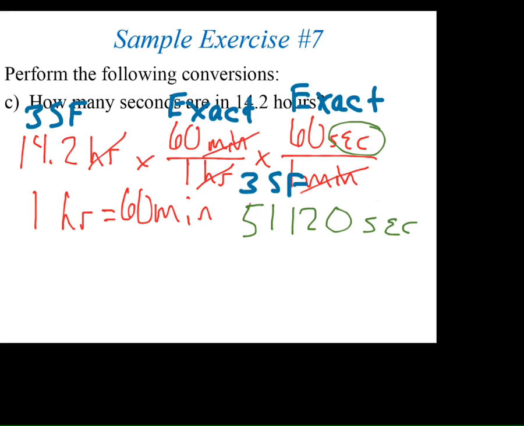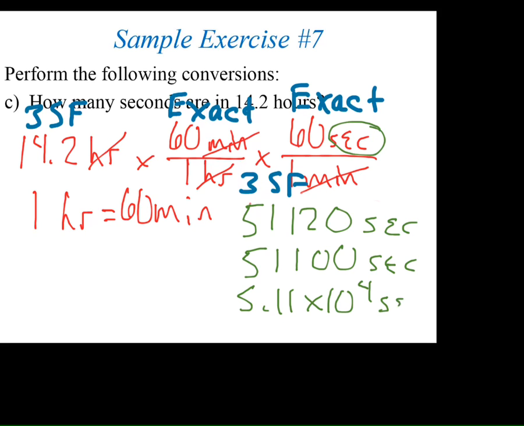So if we have 3 and exact and exact, well, the fewest is obviously 3 sig figs. So how would I round that off to only 3 sig figs? 51,100. Yeah, that's 3 sig figs. Or even a little better way, probably, just get rid of those ugly little placeholder zeros. We could write it in scientific notation if we wanted to. 5.11 times 10 to the 4th. Also works. But yeah, either of those is okay.